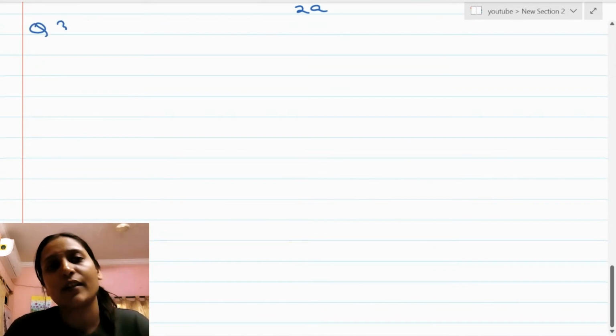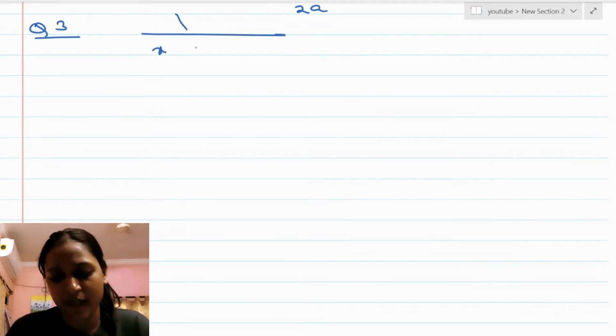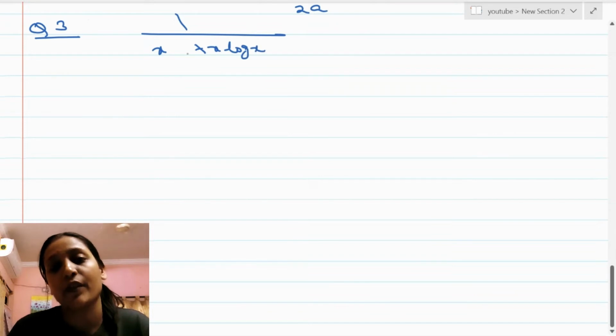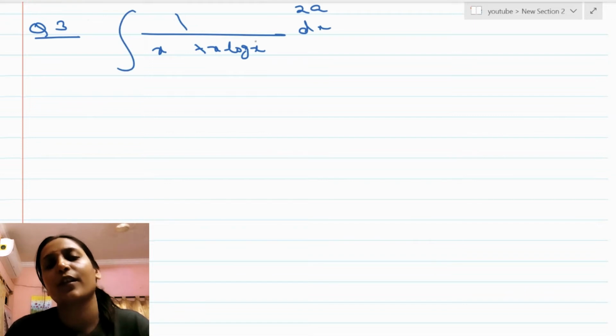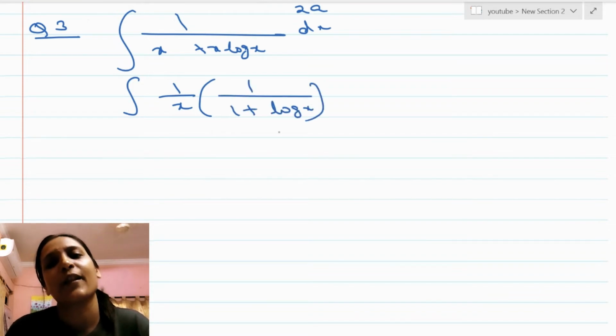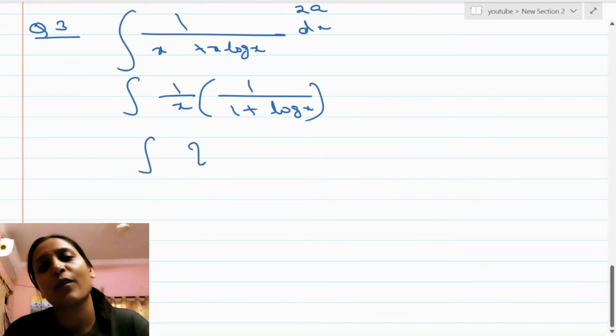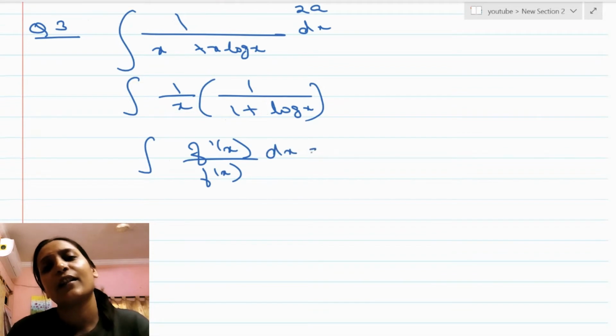Now, let me go ahead with the next important question. I skipped an important question before this. Question number 3 is also an important question. So we have x plus x log x in the denominator, and we are going to try to integrate this. First, I'm going to simplify it by writing it as 1 by x into 1 plus log x. In this, when we differentiate 1 plus log x, we would get 1 by x. So this is in the form of integral f dash of x divided by f of x.